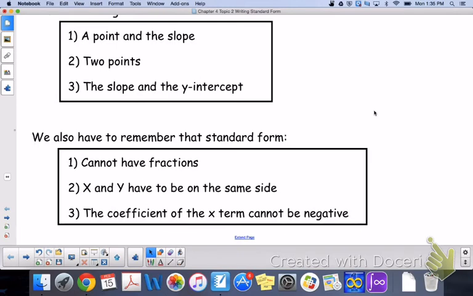A couple things about standard form. You cannot have fractions. X and y have to be on the same side, and the coefficient of the x term cannot be negative.